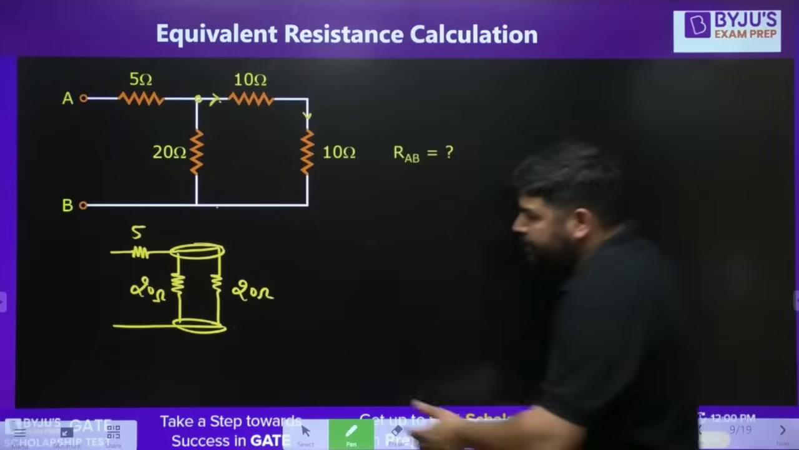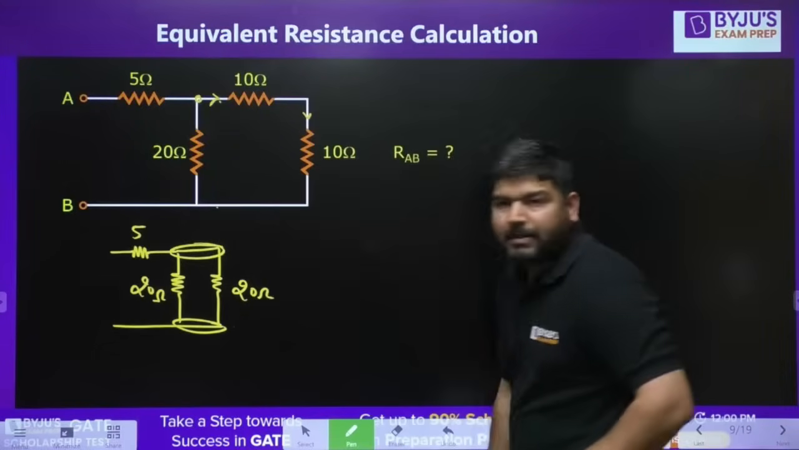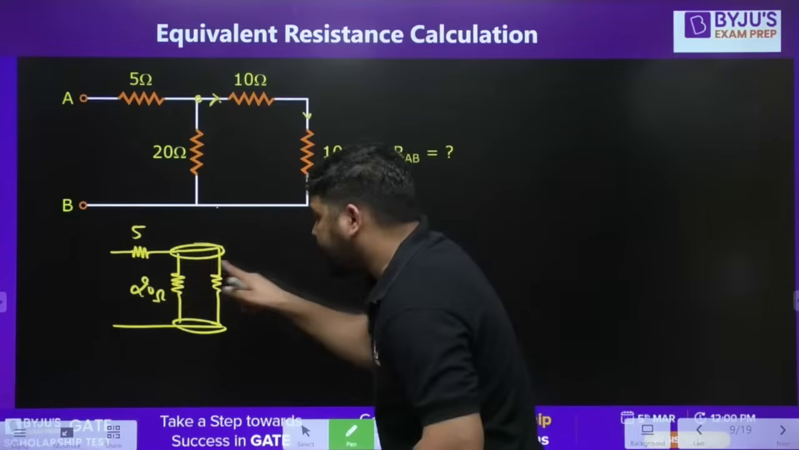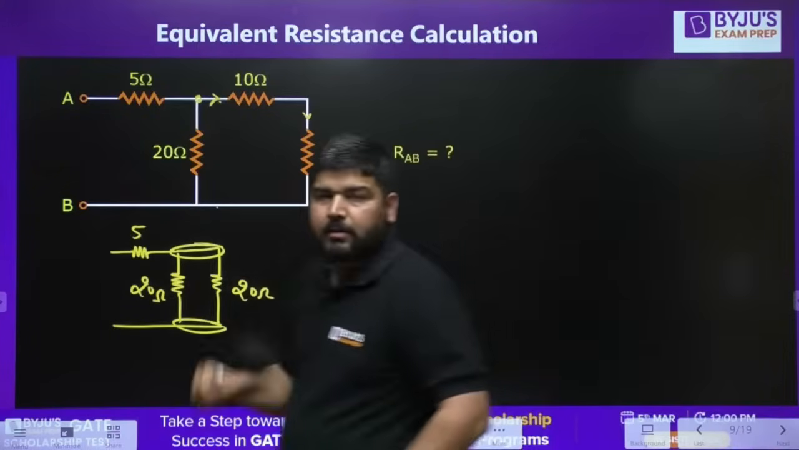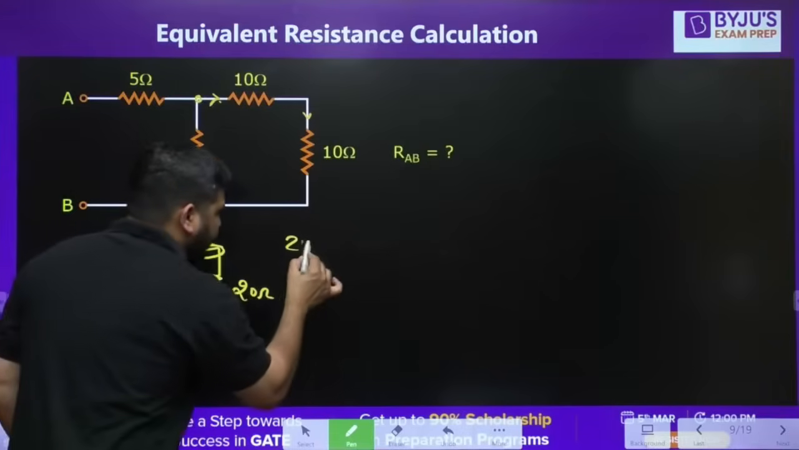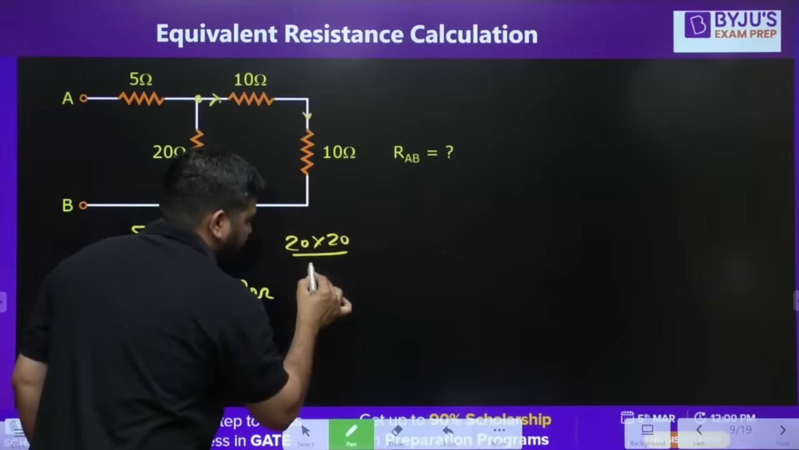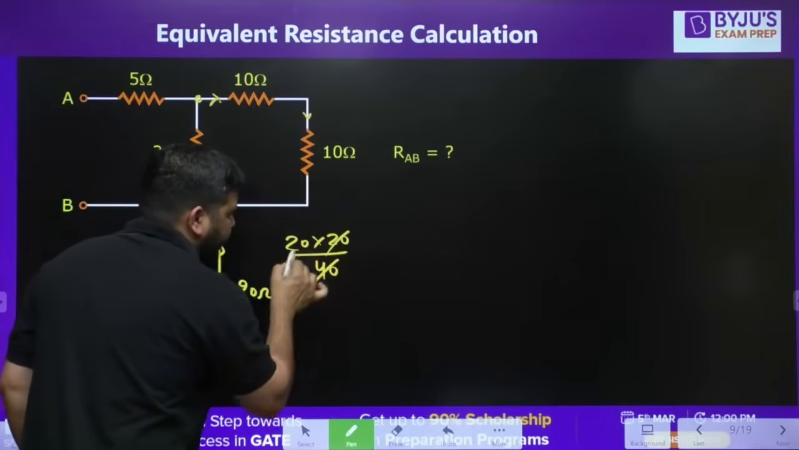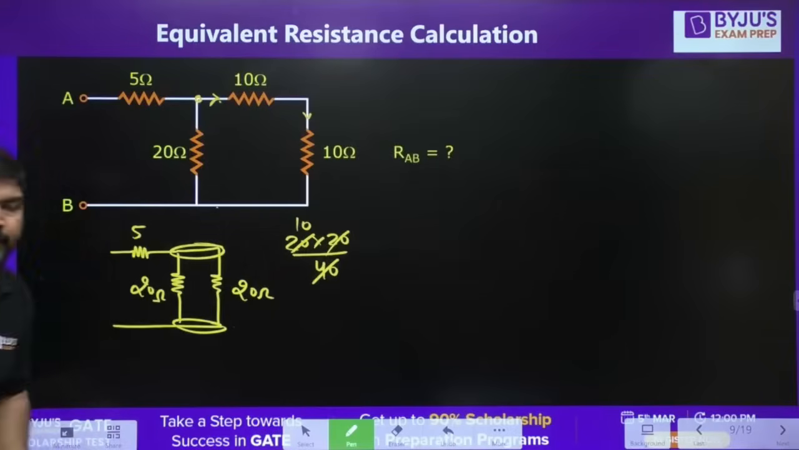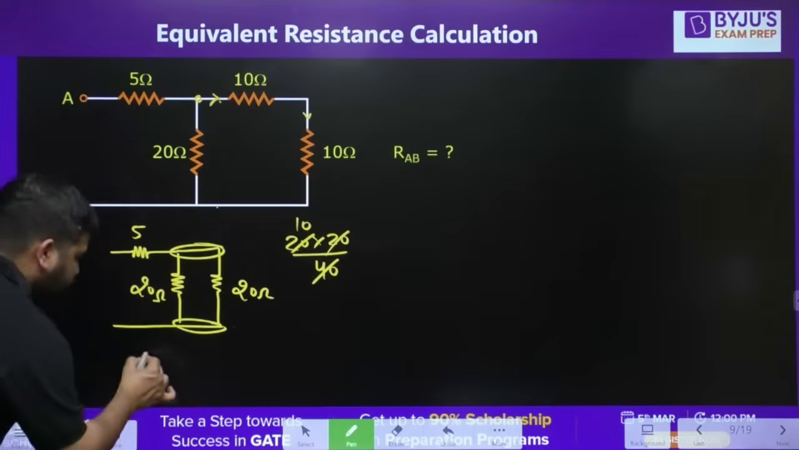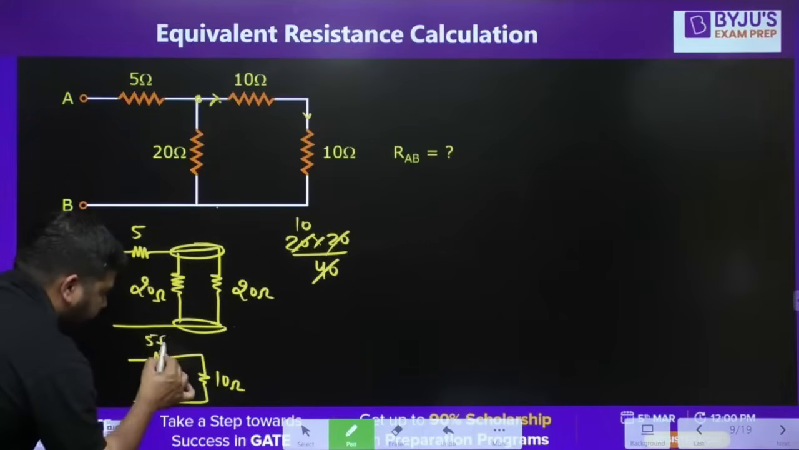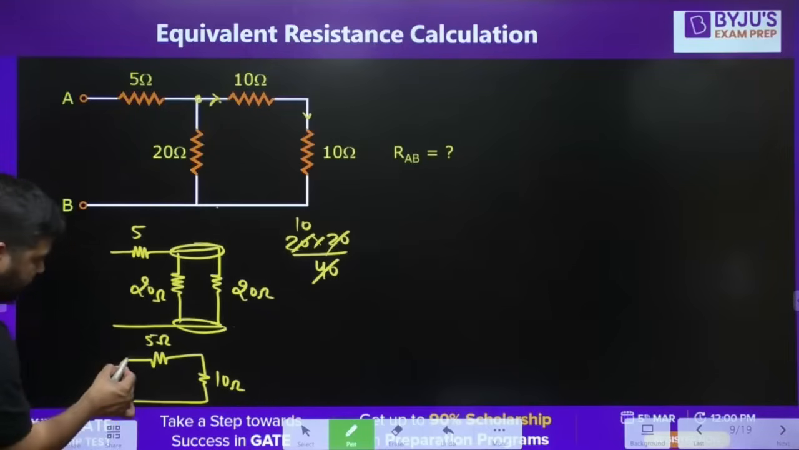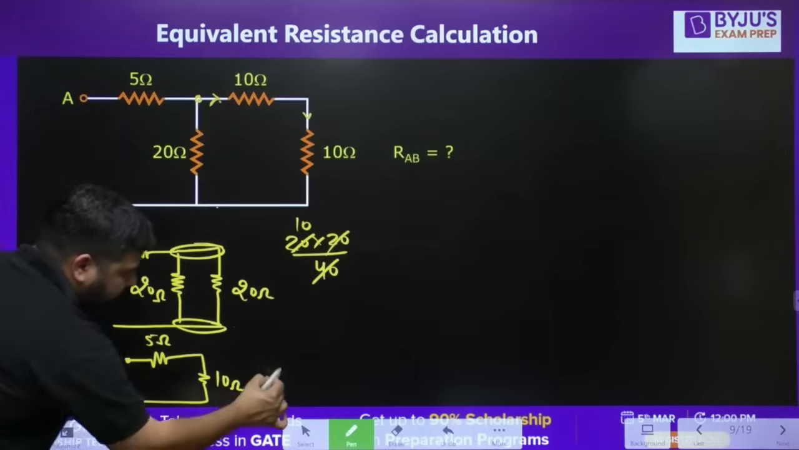Now tell me, if they are in parallel, what is their equivalent resistance? 20 into 20 divided by 20 plus 20. That is 10. So the answer is 10. So what you can do is you can replace this with 10 ohm. And this is 5 ohm. Now the equivalent resistance between these two points A and B will be 15 ohm.